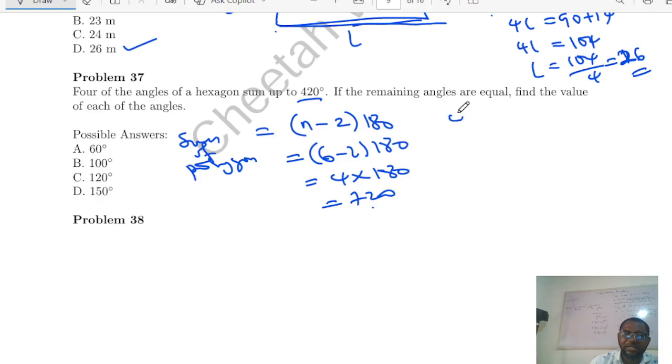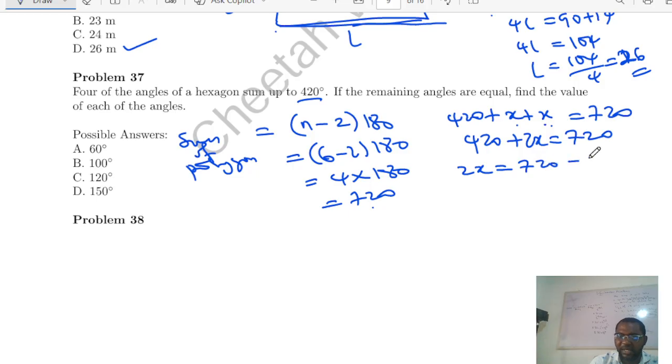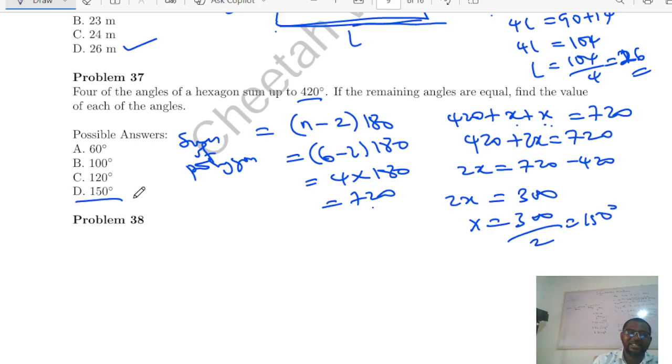So I'm going to say that 420 plus the remaining, which is x plus x because they are equal. This is 4 angles, this is 5, 6, making it 6, all equal to 720. So 420 plus 2x is equal to 720, and 2x is going to be 720 minus 420. So 2x is going to be 300. So x is going to be 300 divided by 2, which is 150 degrees. That's the answer. 150 degrees.